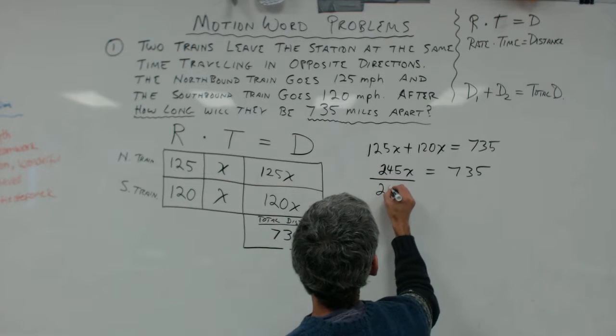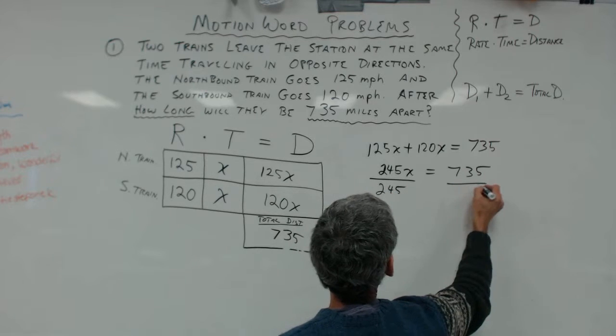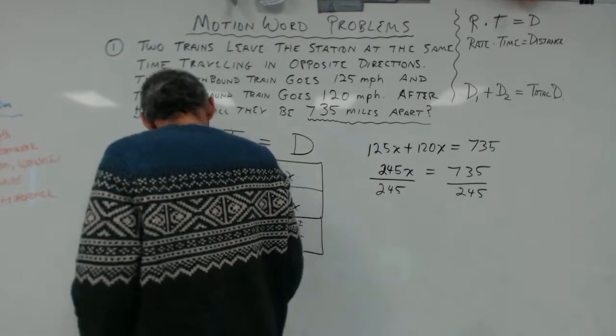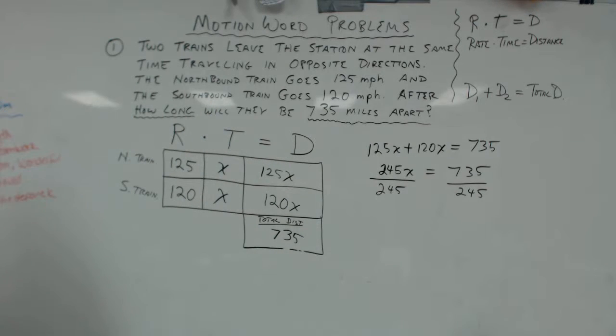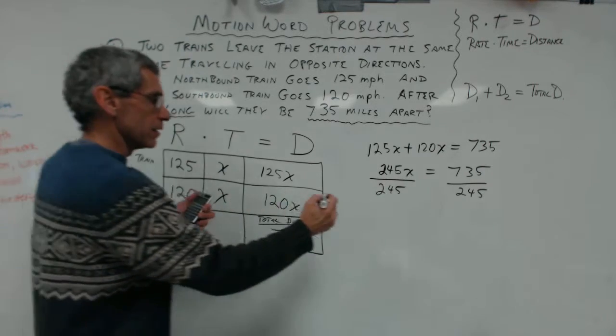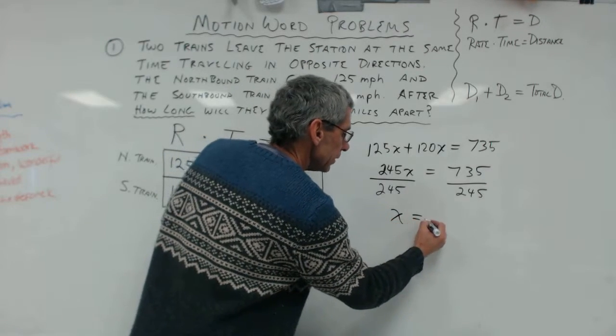Divide by 245. Okay, and on these, you're welcome to use your calculator. So, 735 divided by 245 equals 3. Oh my gosh, x equals 3.